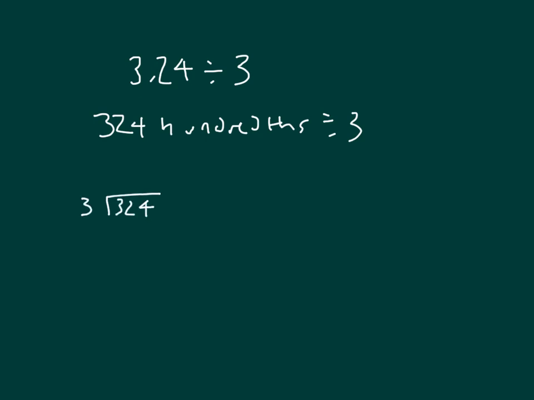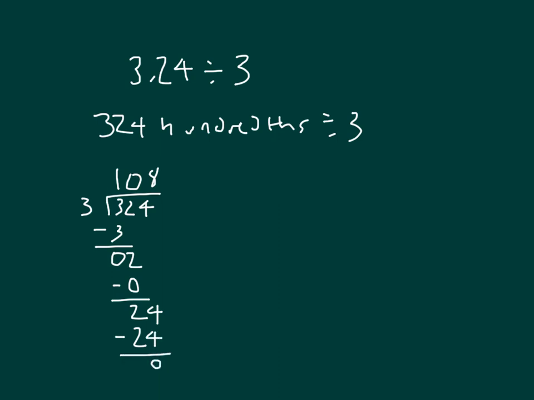3 goes into 3 one whole time. 1 times 3 is 3. 3 minus 3 is 0. Bringing down the 2. 2 divided by 3, cannot do that, so we place a 0. 0 times 3 equals 0. 2 minus 0 is 2. Bring down the 4. 24 divided by 3 is 8. 8 times 3 is 24. 24 minus 24 is 0.